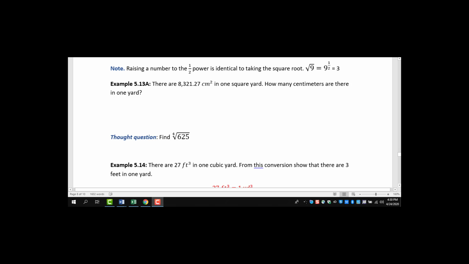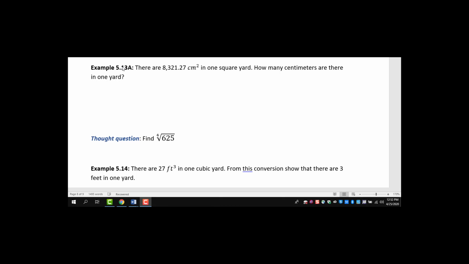All right, so here's our problem. There's that many square centimeters in 1 square yard. How many centimeters are there in 1 yard? So I want you to think about how you're going to do that, and I'm going to come in and put down the work. This ratio, 5.13a, says that there's this many square centimeters in 1 square yard. So how many centimeters are there in 1 yard?